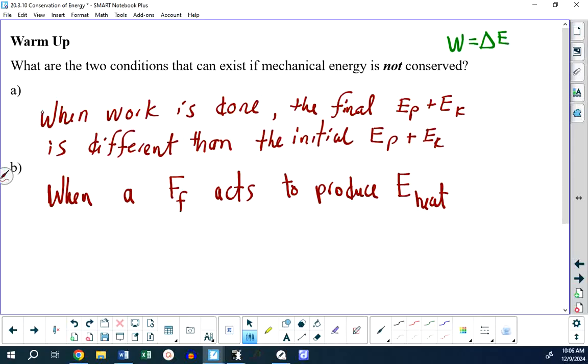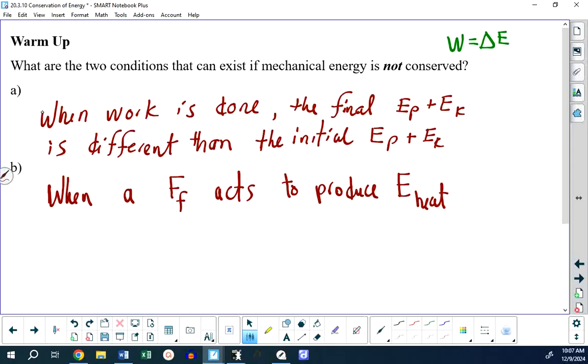For part A here, I said when work is done, the final potential and kinetic, the final mechanical is different. When work is done, can the final kinetic and potential be more than the initial? Yes. Can it be less than the initial? Yes. Because you can apply a force in the opposite direction to the motion, bleeding away some of that kinetic energy, let's just say, decreasing the mechanical energy in the system.